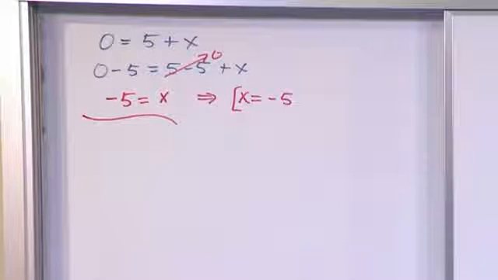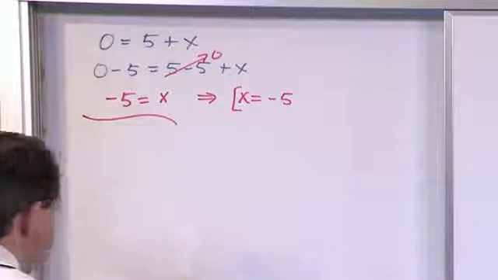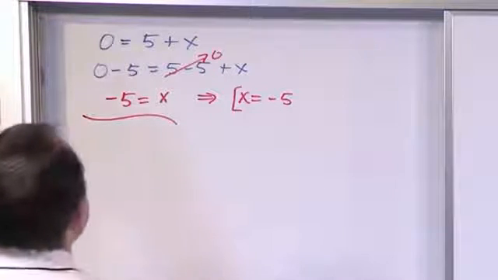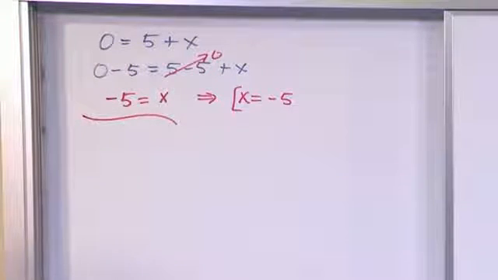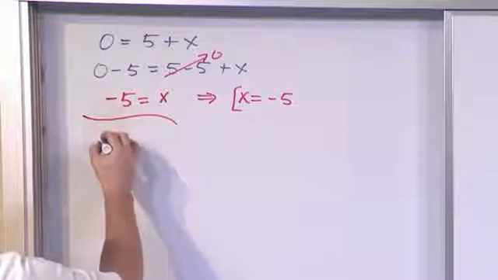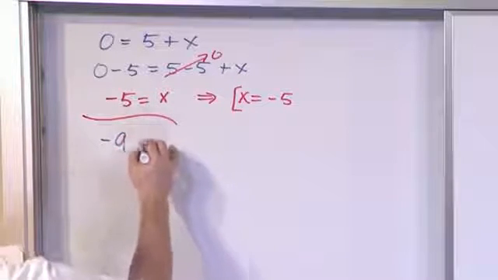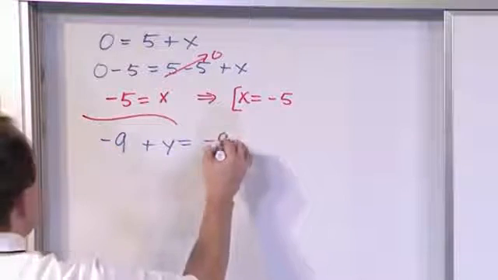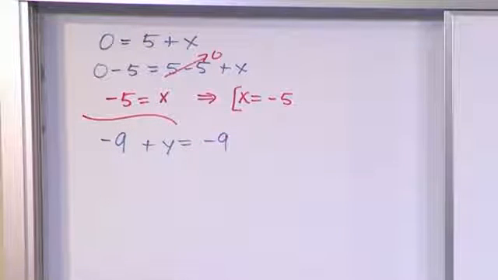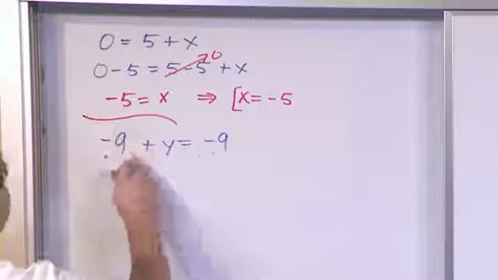So really what you need to do is take your time with these guys and think through it. What do I need to do? It's like a puzzle. What do I need to do to get x by himself? That is your goal. So, for instance, if you have negative 9 plus y is equal to negative 9, how do you get y by himself? Well, here I have a negative 9. So since it's negative, I need to do the opposite. I'm going to add 9 to both sides.